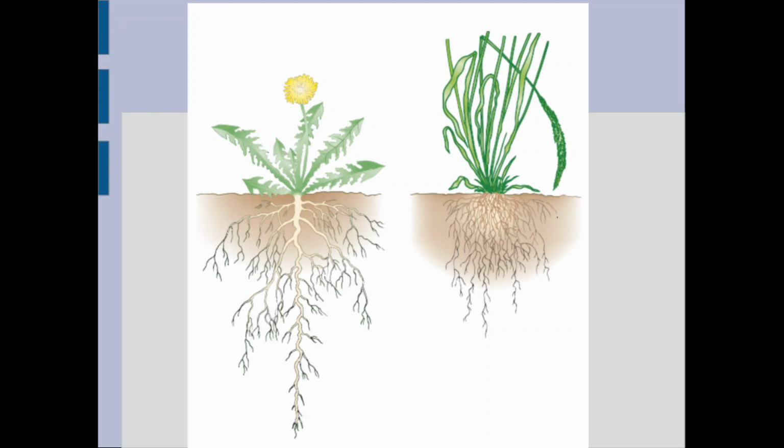The second type of root system is a fibrous root system, and a fibrous root system has many roots of the same size that develop from the end of the stem from this point.